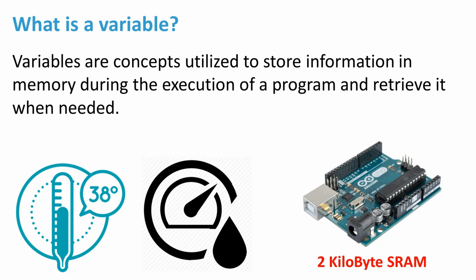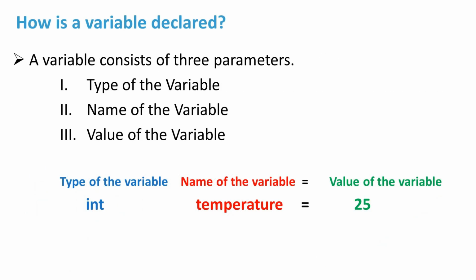Similar to our computers and smartphones, Arduino also has a RAM where temporary information is stored. Variables and their values are stored in the 2 kilobyte capacity SRAM. Due to the limited size of the SRAM, we must adhere to rules when declaring and assigning values to variables to avoid occupying this capacity unnecessarily. So how is a variable declared?